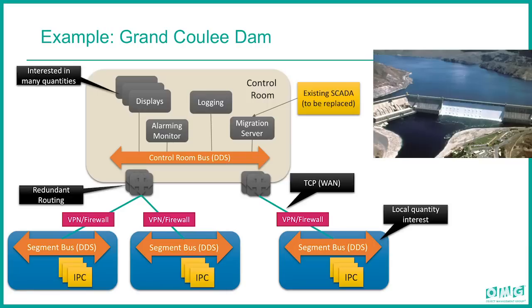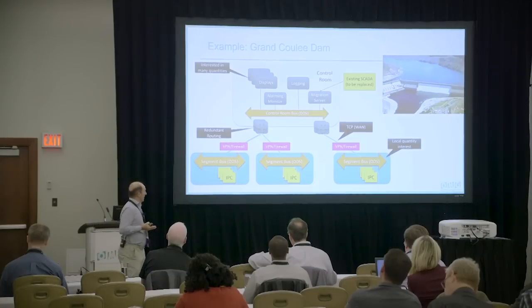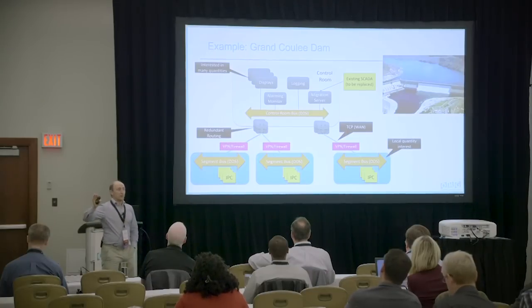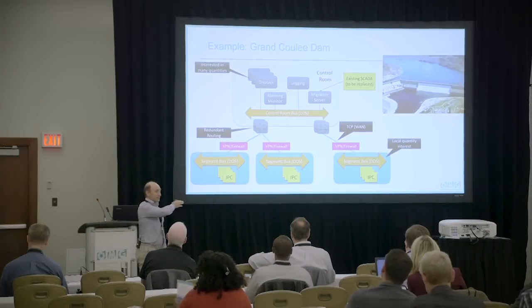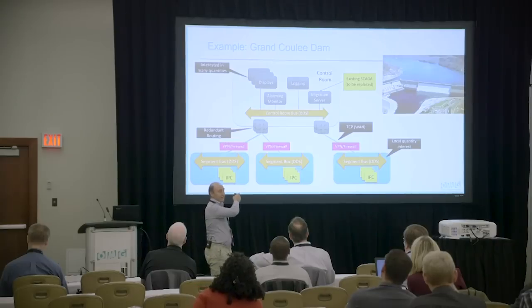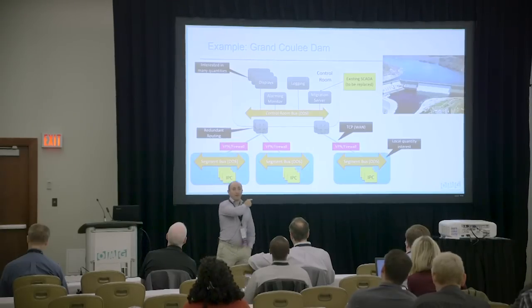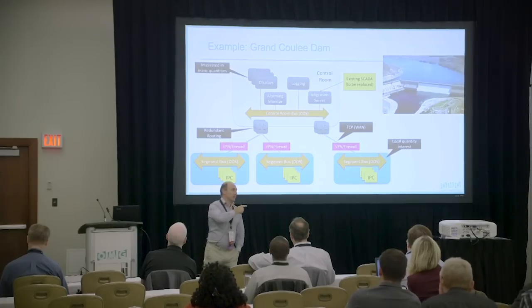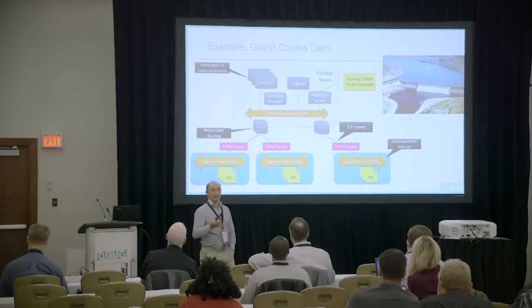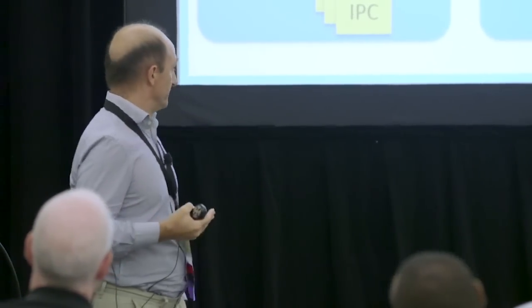This is an example of how this whole thing comes together in a real system that is running the Grand Coulee Dam, which is the largest energy generator in the US. It has about 7 gigawatts of power. So anybody on the East Coast of the US is actually using DDS because their power is supported by the Grand Coulee Dam. If the Grand Coulee Dam stops working, there is not enough energy generation in the Western United States to power the grid, basically. This thing balances the grid.